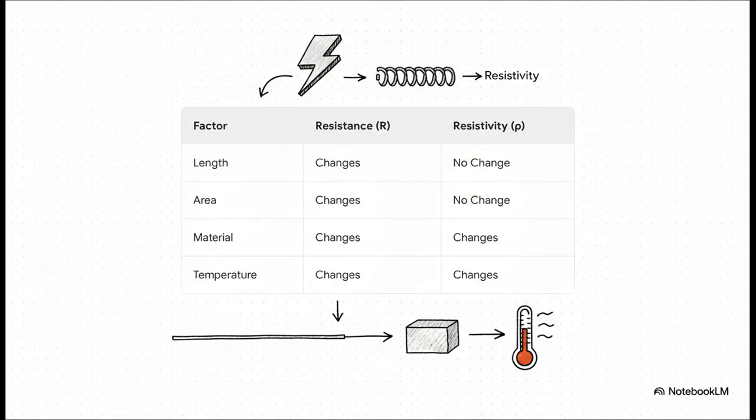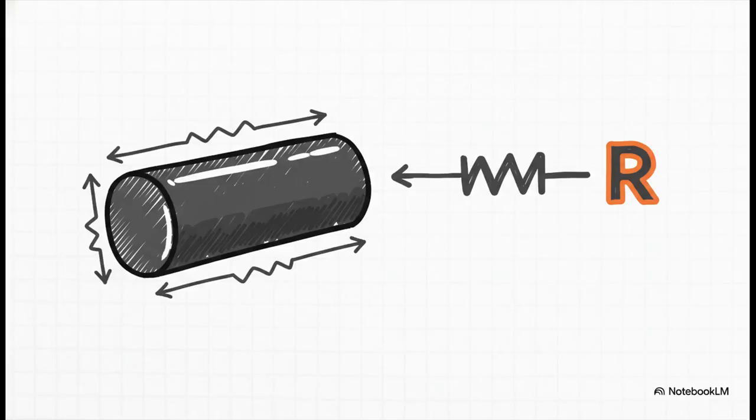Both of them depend on the material and the temperature, but only resistance, the total opposition, cares about the length and area of the wire. This distinction, I can almost guarantee you'll see a question on it. Okay, let's put this to the test with a classic exam problem.